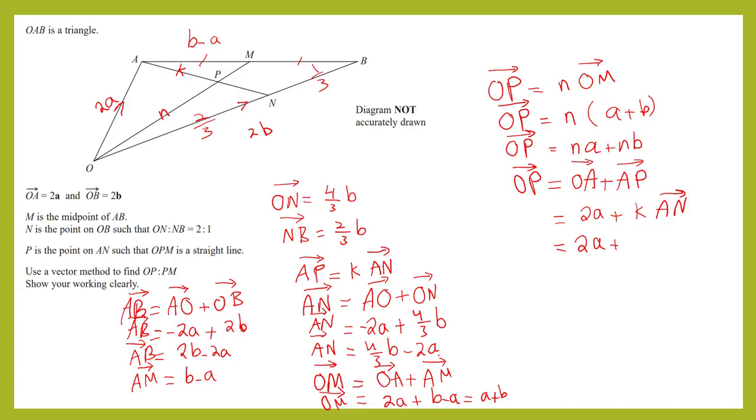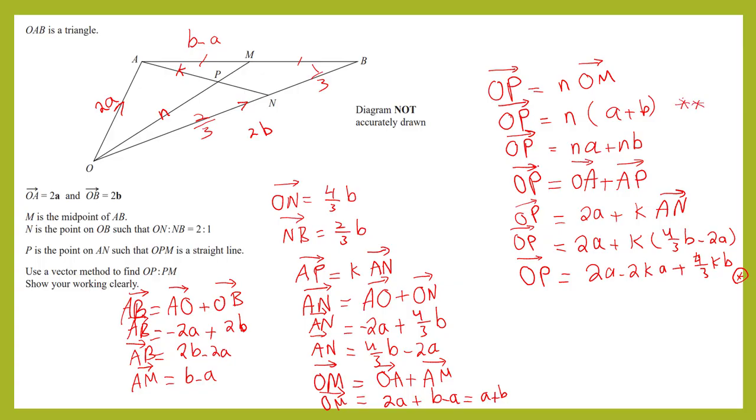AN is 4 over 3 b minus 2a, so it will be 2a plus k multiplied by 4 over 3 b minus 2a. That gives 2a minus 2ka after I expanded, plus 4 over 3 kb. This is OP. Now if you notice, we found OP in two different ways. We can call this one star and the other double star. So this is OP and this is OP.